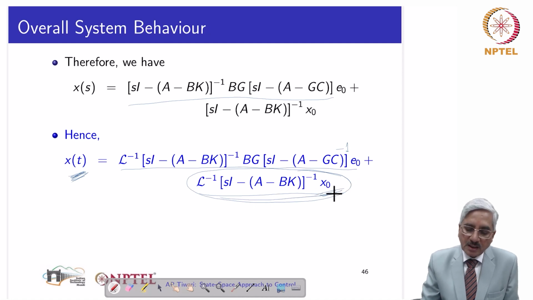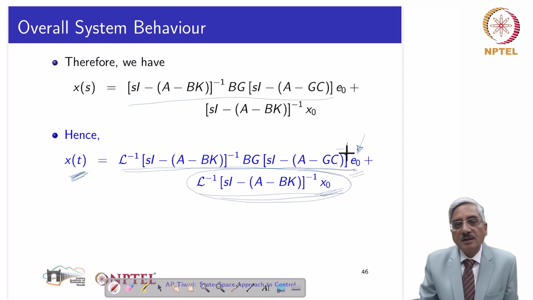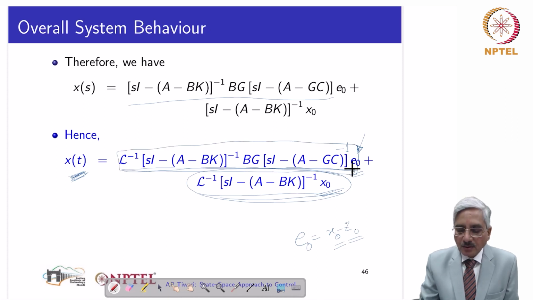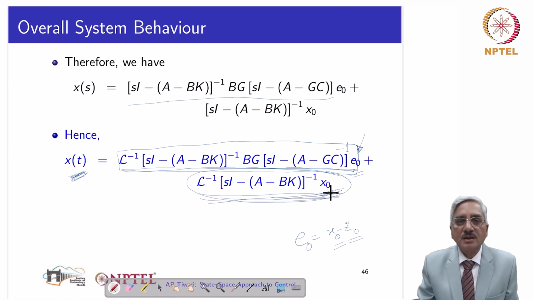However, what we notice is that in addition to that, it contains a term which is dependent on this e0, the deviation of the initial state of the observer from the actual system. That e is basically x minus z, if you recall, and so e0 is x0 minus z0. So if z0 was not equal to x0, we will have a time response which will deviate from the pure response because of the initial condition of state x. And that is the point.